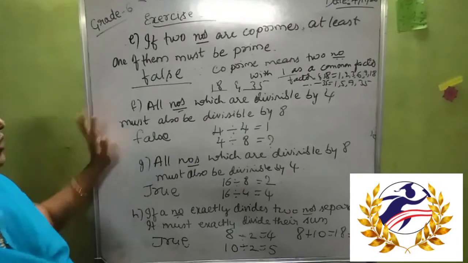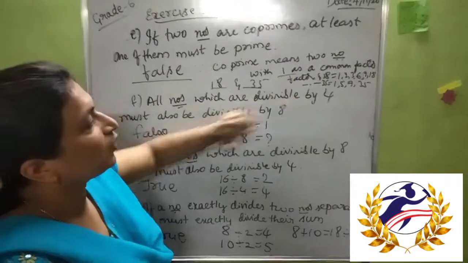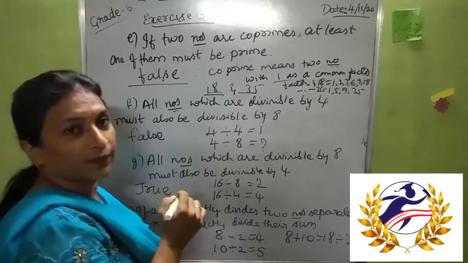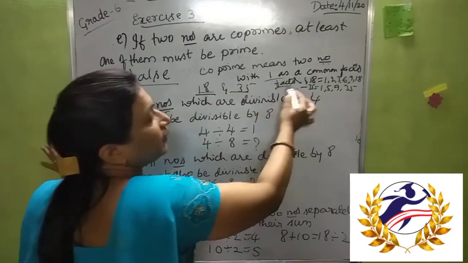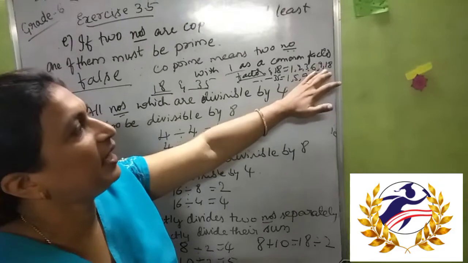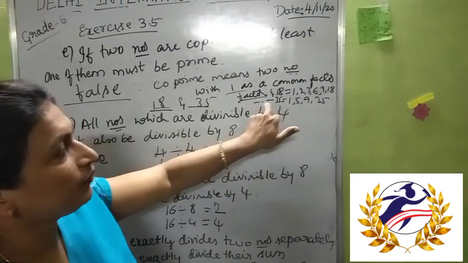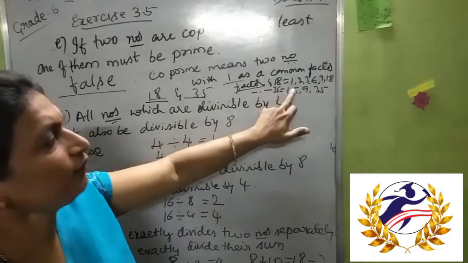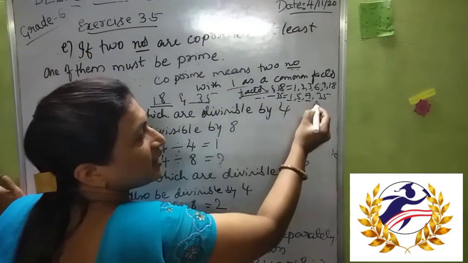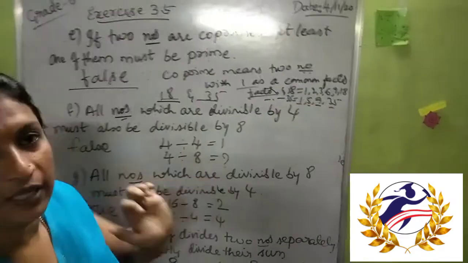Why? Because we know that coprime means two numbers with only one as a common factor. We will take two examples, 18 and 35, and write the factors. The factors of 18 are 1, 2, 3, 6, 9 and 18. And the factors of 35 are 1, 5, 7 and 35, that is 1 times 35, 5 times 7, 7 times 5, 35 times 1. So these are the factors of 35.